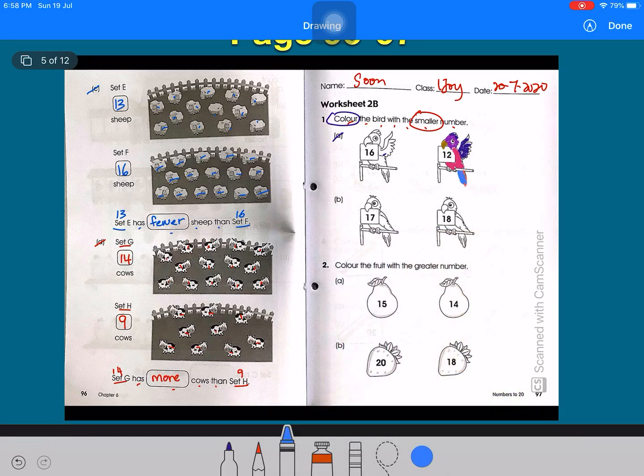Okay, next one, exercise B. The same thing, we color the bird with a smaller number. So 17 and 18, which one is smaller? Yes, 17 is smaller. So we color the bird with number 17.